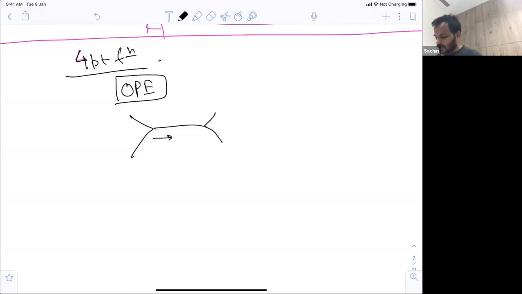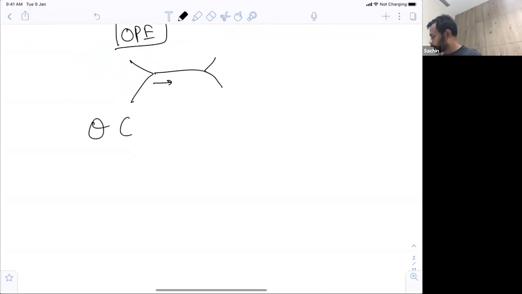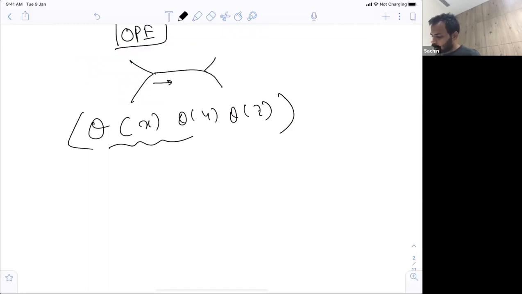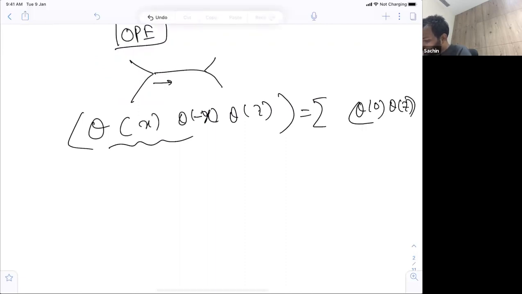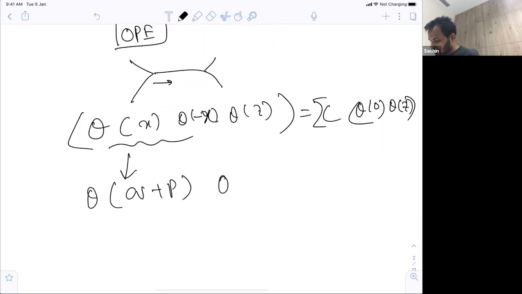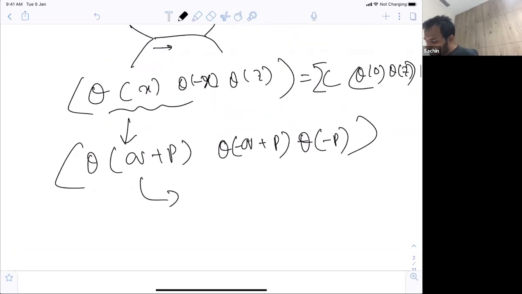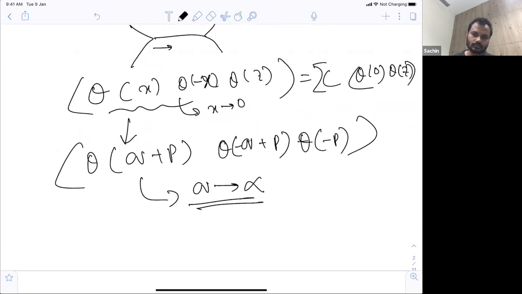One might think that, let's say I have a 3-point function which is theta of x, theta of y, theta of z. One might think that the OPE expansion of theta of x minus y would go to theta of 0, theta of z, some c. And if I do it in momentum space, this becomes theta of q plus p, theta of minus q plus p. I'm not very careful about the momentum assignments, but you might think that the analog of the OPE limit, x goes to zero, will be the q goes to infinity limit. But that is not actually true in general.